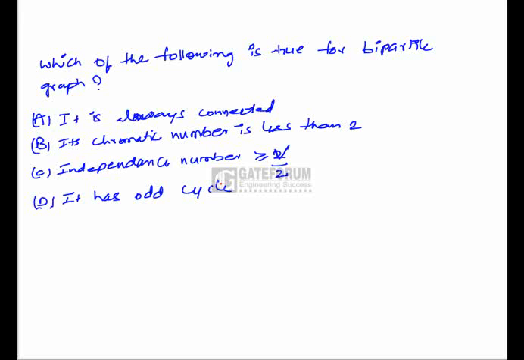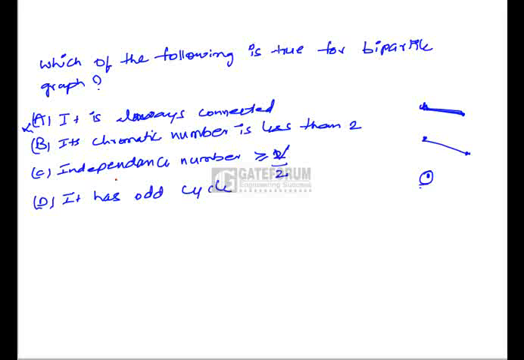Four statements are given as four options regarding bipartite graph, and we have to identify the correct statement. Option A states that bipartite graph is always connected. This is wrong. Why? Because we can give an example which is not connected for bipartite graph. We can take this as a bipartite graph which is not connected. Here this vertex is an isolated vertex. So option A is wrong.